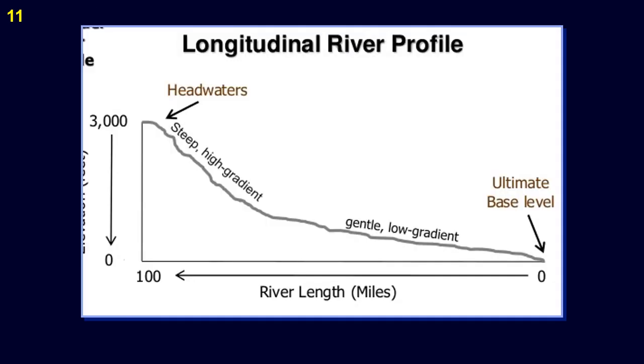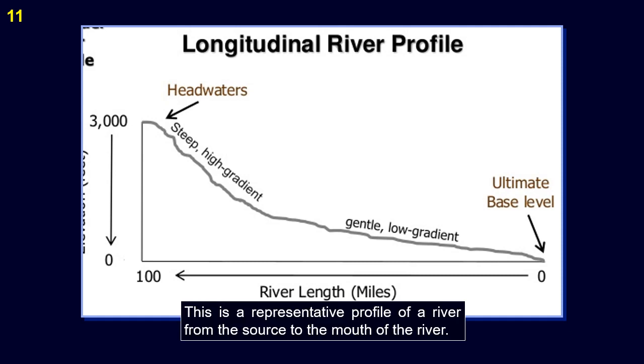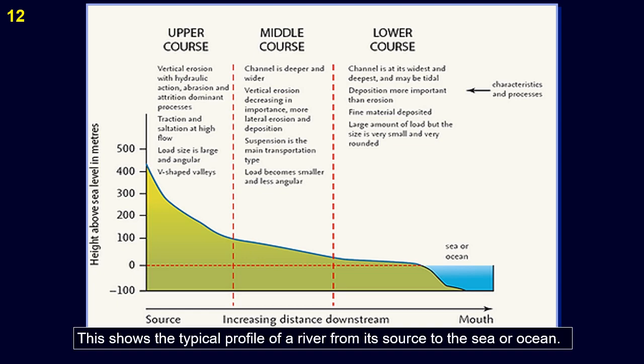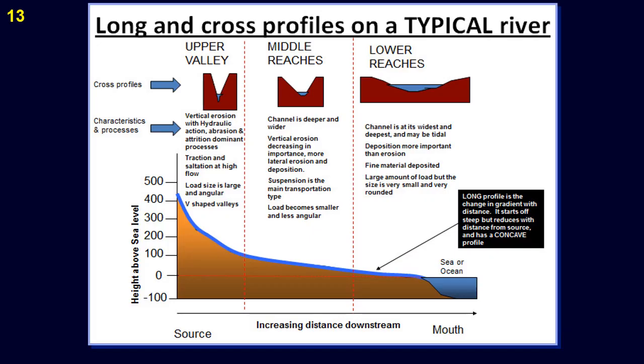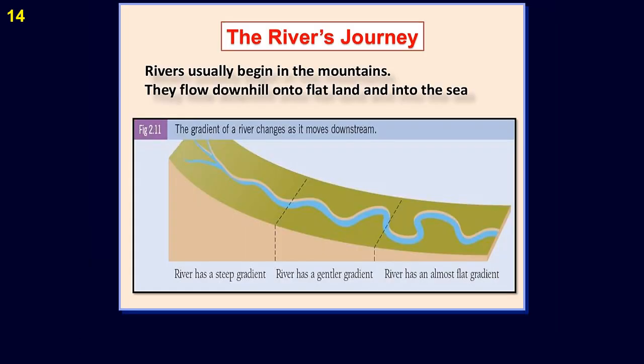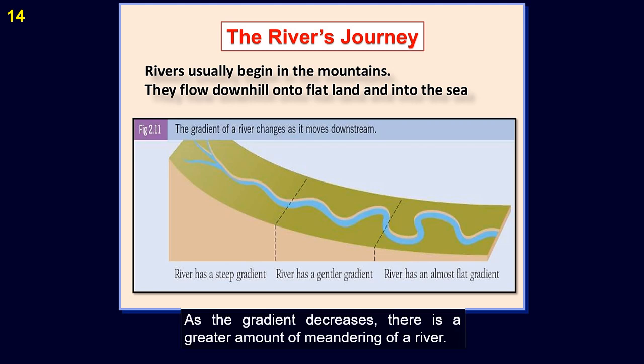This is a representative profile of a river from the source to the mouth of the river. This shows the typical profile of a river from its source to the sea or ocean. This shows the typical longitudinal and cross-sectional profiles of a river. As the gradient decreases, there is a greater amount of meandering of a river.